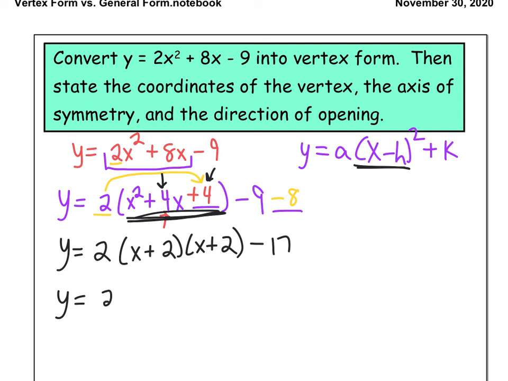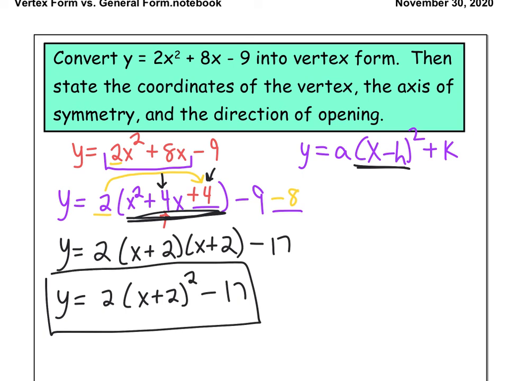Now here's how we can write this, that we have x plus 2 written twice. When you have something times itself, it means that it is squared. Okay, this is our vertex form now. So we should know, just from that form, the coordinates of the vertex are going to be, again, the opposite on the inside, so negative 2 for the x, negative 17 for the y.